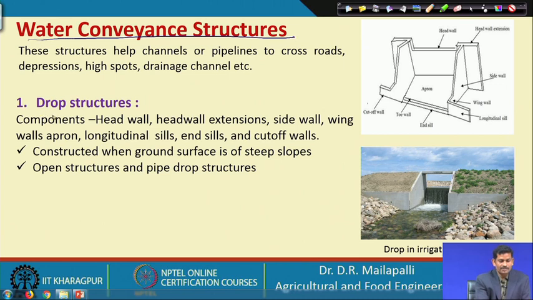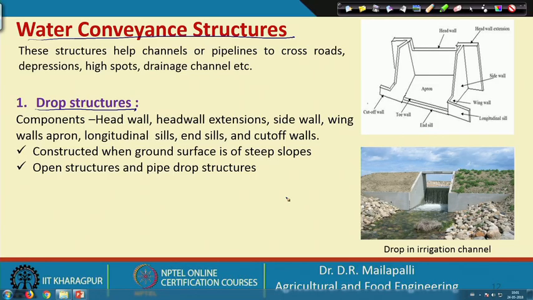So, the first one is a drop structure. What happens if you have the water source a little bit high and all of a sudden there is a depression? You want to convey water from that surface down. Without a structure, the flow is going to erode the entire soil surrounding the spot. So, constructing a drop structure is clearly advantageous.